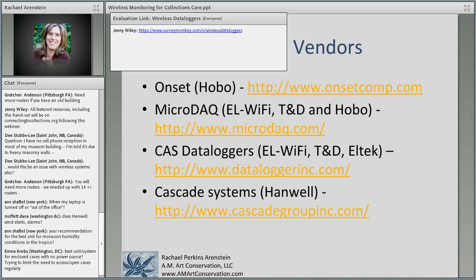And then one more from Emma. What is the best unit or system for enclosed cases with no power source? So that's where something like the EL Wi-Fi system, this brand new system, I have really high hopes for. The Log EZ would be appropriate for that.